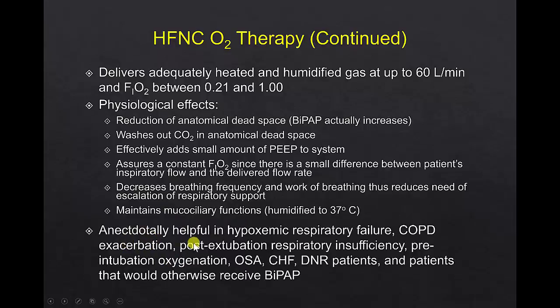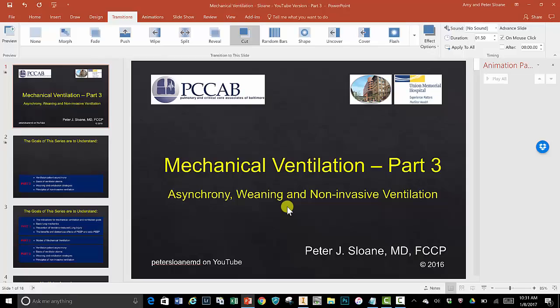Anecdotally, high flow nasal cannula oxygen has been quite helpful in hypoxemic respiratory failure, COPD exacerbations, post-extubation respiratory insufficiency, pre-intubation oxygenation, sleep apnea, CHF, do not resuscitate patients, and patients who otherwise would receive BiPAP. In the past several years in our institution, we tend to reach for high flow oxygen before BiPAP. Many patients do quite well, and we would say the majority of the patients that do well find it more comfortable than BiPAP. So we use BiPAP as a second line of defense as a way to avoid intubation in patients with acute respiratory insufficiency.